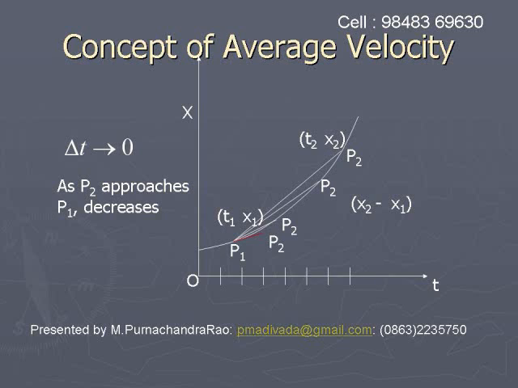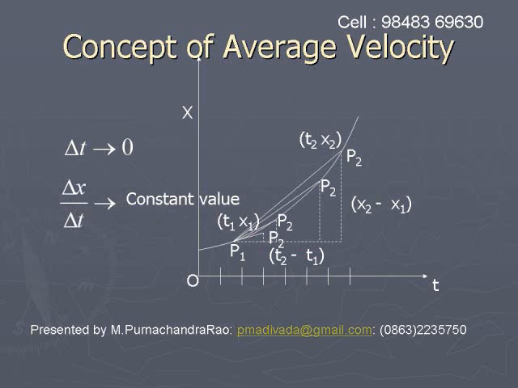As it approaches P1, the straight line P1 P2 approaches the tangent to the curve at point P1. So, ultimately it becomes a constant. Ultimately, this delta x by delta t becomes a constant as the time interval is made as small as possible.